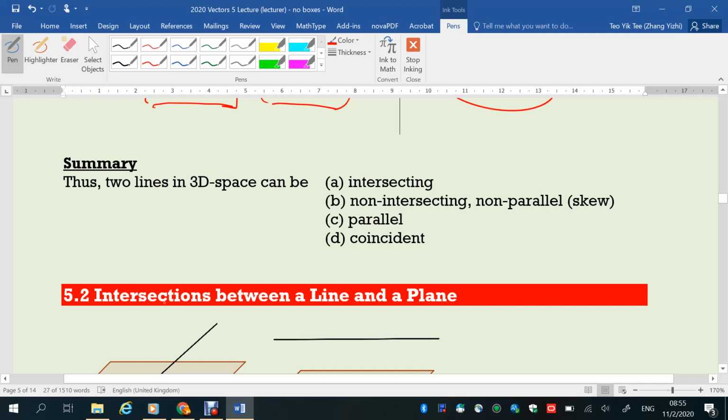Okay, a quick summary again. This section deals with two lines. Two lines can either be intersecting or non-intersecting. These are the two cases by which your lines are non-intersecting. Non-intersecting and at the same time non-parallel, they are skew lines.